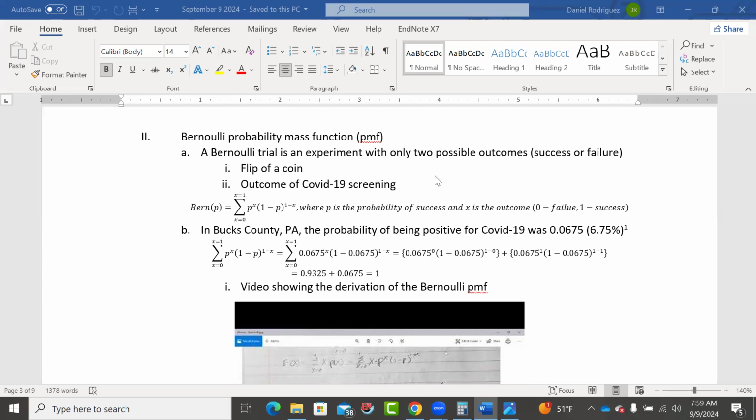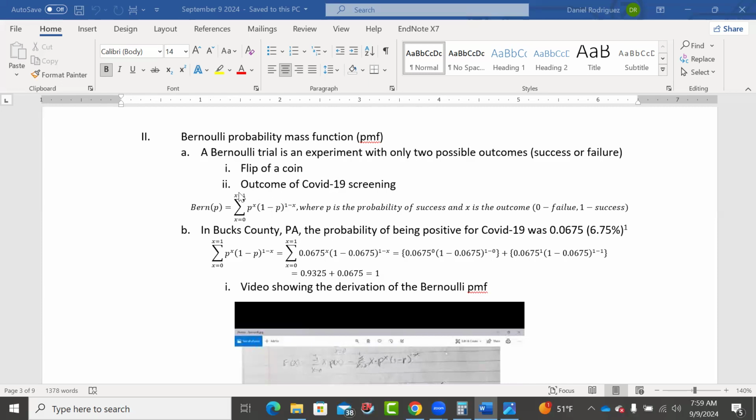Examples of this would be a flip of a coin. Say you call heads, so success would be heads, failure would be tails. Outcome of, say, COVID-19 screening, success would be having COVID, failure would be not having COVID. Again, remember, you can't take these terms like success and failure qualitatively. You have to just understand that's what we use in statistics.